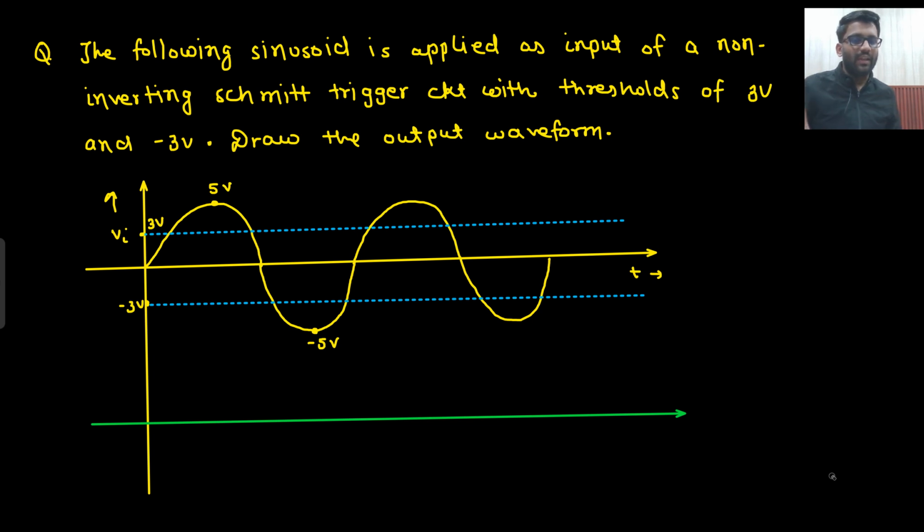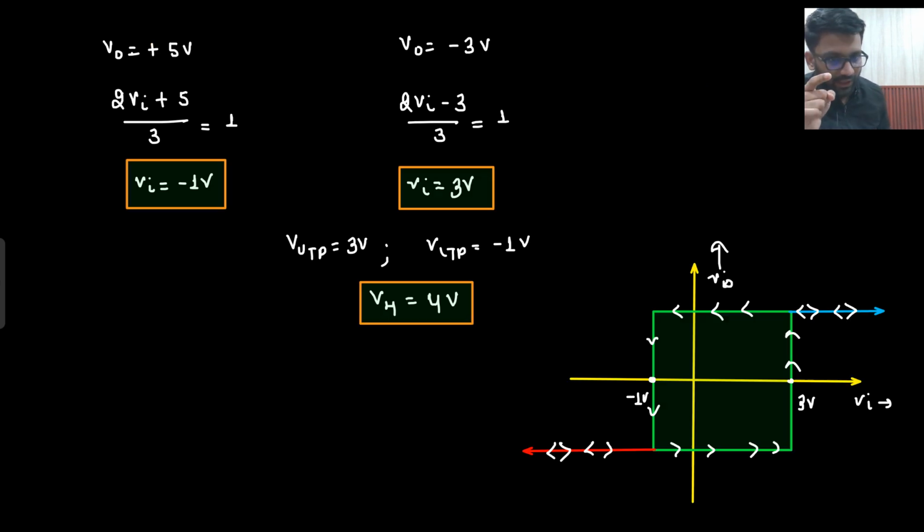This is also very easy. In the examination, this kind of question can be asked. The following sinusoid is applied to a non-inverting Schmitt trigger with threshold voltage of plus 3 and minus 3. They will not give the circuit. They have just said that it is a non-inverting Schmitt trigger, right? So you are supposed to know the characteristics of a non-inverting Schmitt trigger. Non-inverting means higher value will give plus V set, lower value will give minus V set. In between there is a dead zone, and you need to make the arrow signs also.